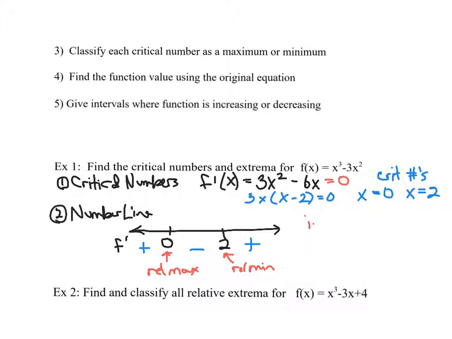My intervals of increasing are going to be from negative infinity to 0, and again from 2 to infinity. My interval for decreasing, there's just one this time, so my interval of decreasing is going to be from 0 to 2. And again, we don't include the endpoints on these.